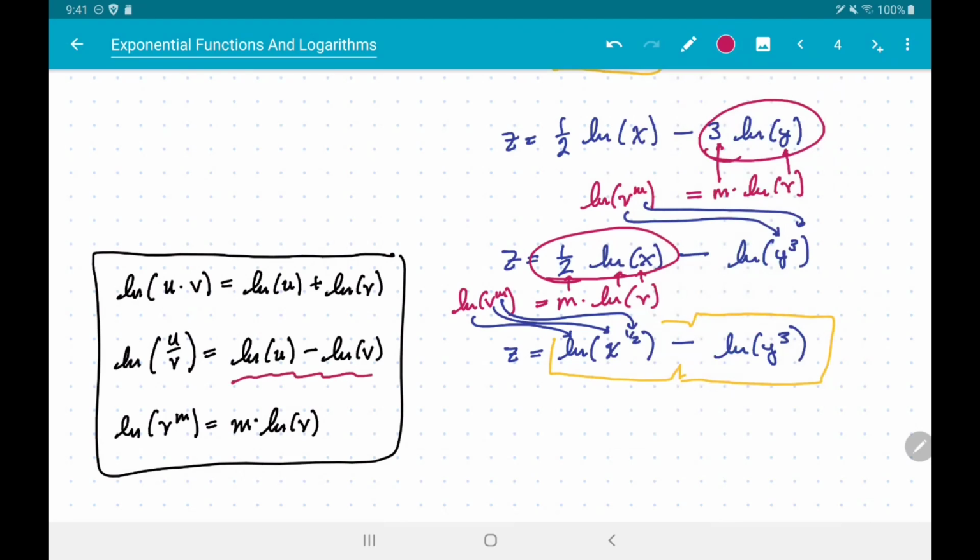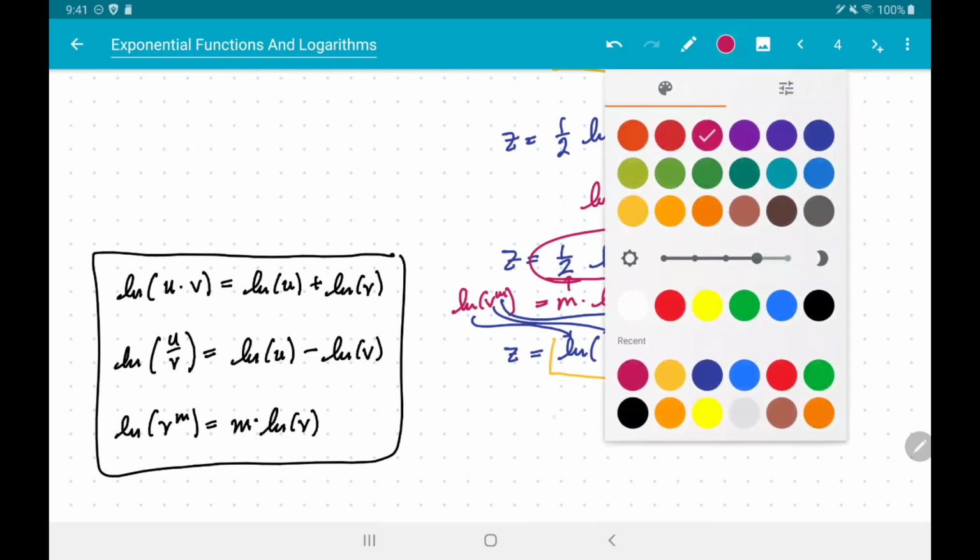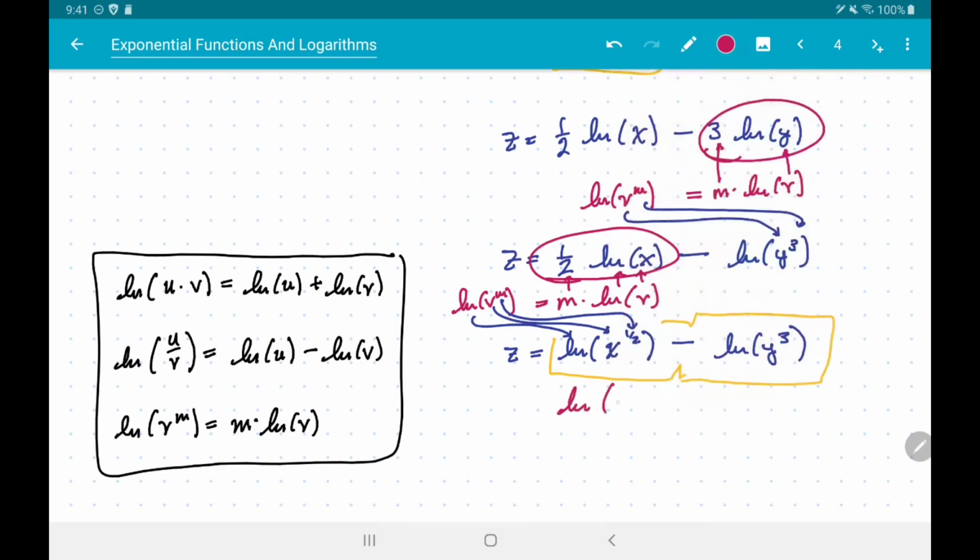Right, must be that one. That's the one that has ln of something minus ln of something else. So I'm going to look at this ln of u minus ln of v, which can be written as ln of u over v. I'm going to use x to the 1/2 for u, y to the third for v.